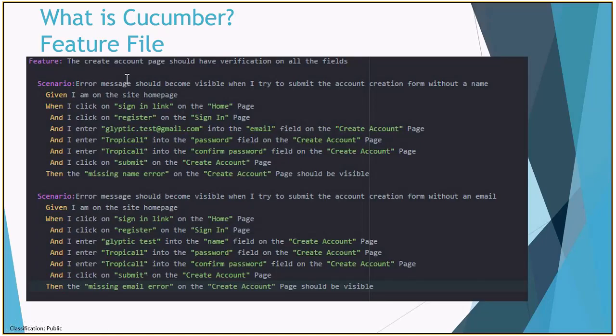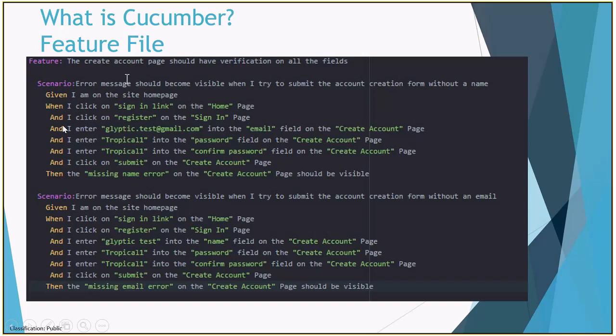These are the high level scenarios, and this is how a feature file looks like. In a similar way, I have taken a screenshot here, and as you can see, the feature is that the create account page should have verification on all the fields. How do I go ahead? This is my scenario. Error message should become visible when I try to submit the account creation form without a name. Given, when, and then I've used the conjunction and.